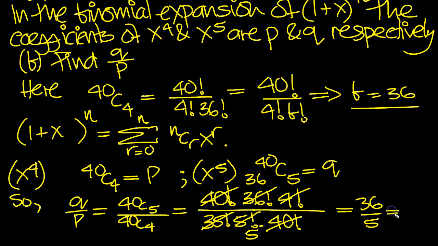Type it in the calculator if you need to. 7 5s are 35, so that's 7. 1/5 is left, so it's 7.2.